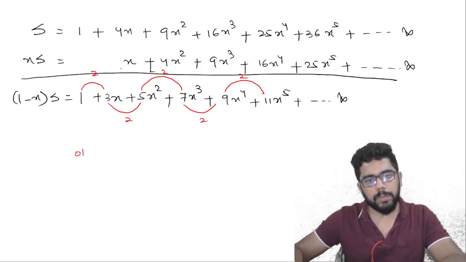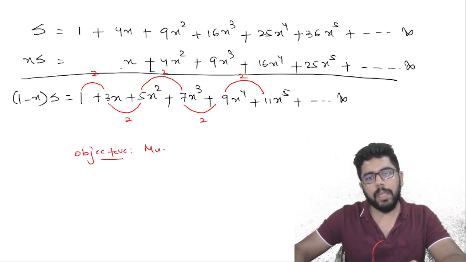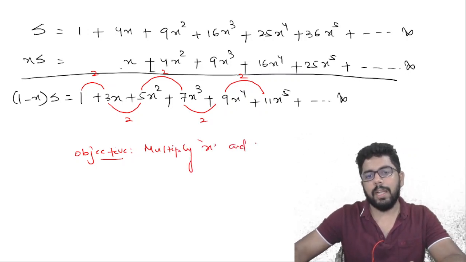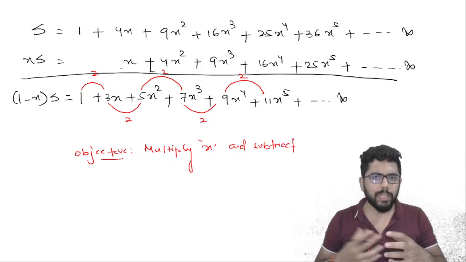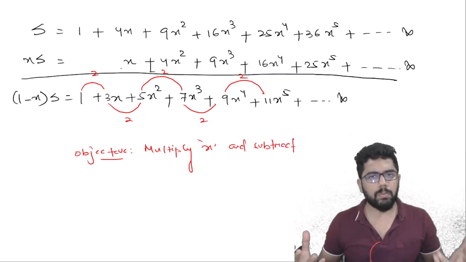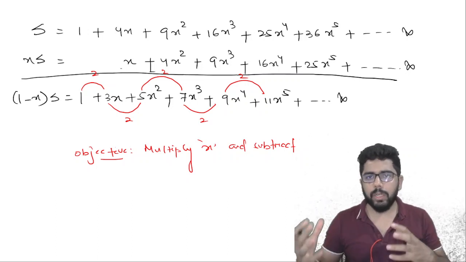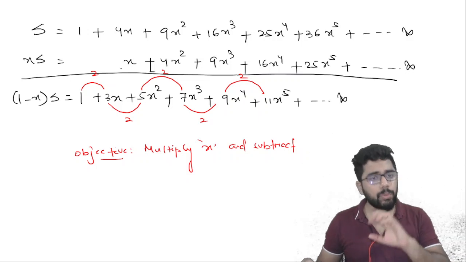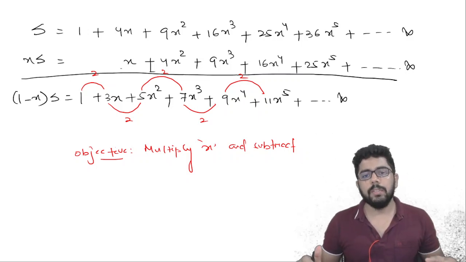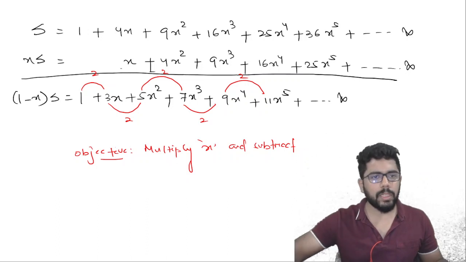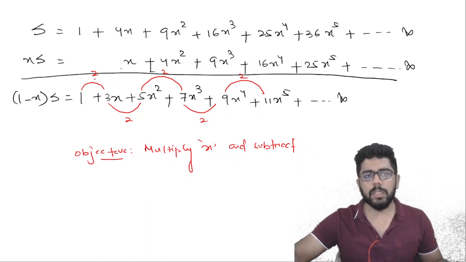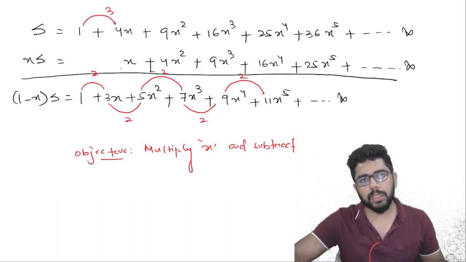So the objective is, when you multiply x and subtract, what happens basically? I'll tell you the process. Just don't try to remember it as a mug up type of thing. Try to understand the logic of it. If we are doing it in this way, why are we doing it in this way? So what happens when you multiply x and subtract? I multiplied x and subtracted, and I basically got the coefficients as their first difference.